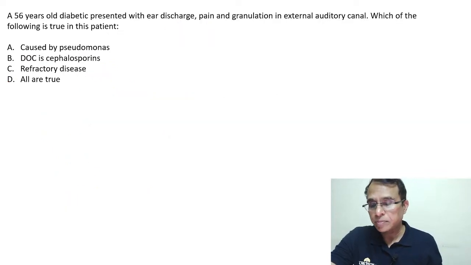Next one: a 56-year-old diabetic presented with ear discharge, pain and granulations in the external auditory canal. Which of the following is true of this patient? Caused by Pseudomonas, drug of choice is cephalosporins, refractory disease, all are true.